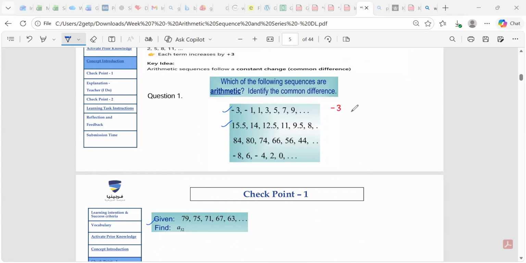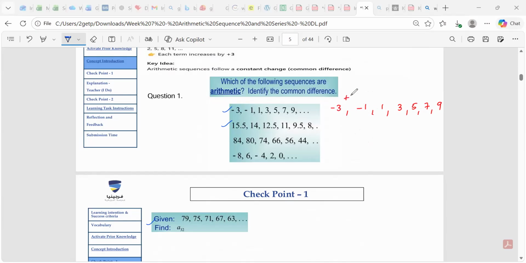We have minus 3, minus 1, 1, 3, 5, 7, 9. We need to check if they have a common difference. If it has a common difference, yes, it is an arithmetic sequence. If it does not have a common difference, then it is not an arithmetic sequence.